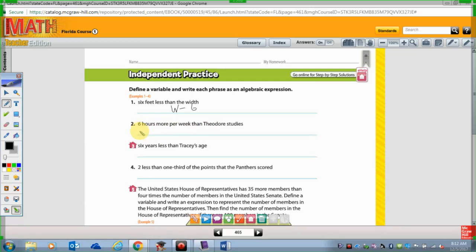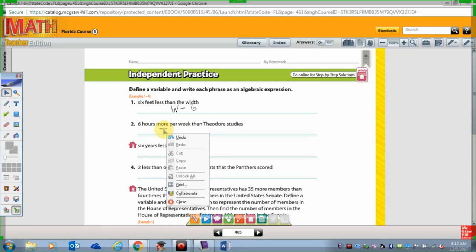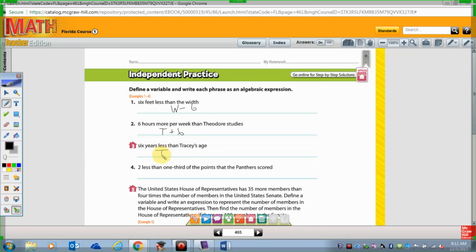Alright, for number 2 here, it says 6 hours more per week than Theodore studies. So Theodore will be T. And 6 hours more, so it's going to be T plus 6. Alright, number 3, 6 years less than Tracy's age. So less is going to be subtracting. So it'll be Tracy, we'll use T again. And then minus 6. Number 4, it says 2 less than 1/3 of the points the Panthers scored. So this has 2 steps. So it's going to be 1/3 of the Panthers minus 2. So 1/3 P minus 2 for 4 there.